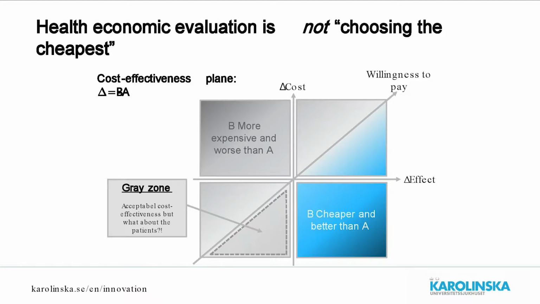You can see that in the cost effectiveness plane here, where you have the difference in effect on the x-axis and the difference in cost on the y-axis. In this quadrant here, the fourth quadrant, the new solution B is both cheaper and better than A. So of course we should choose that solution before A.